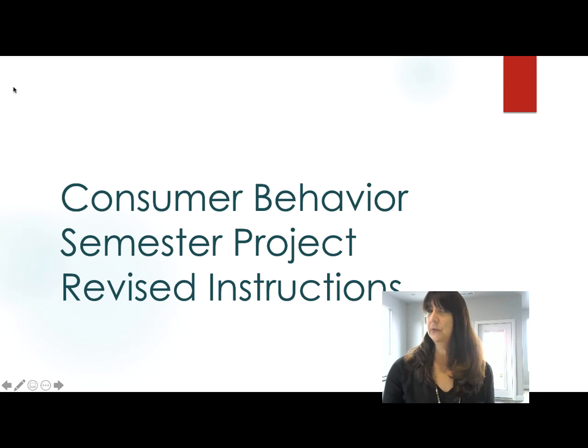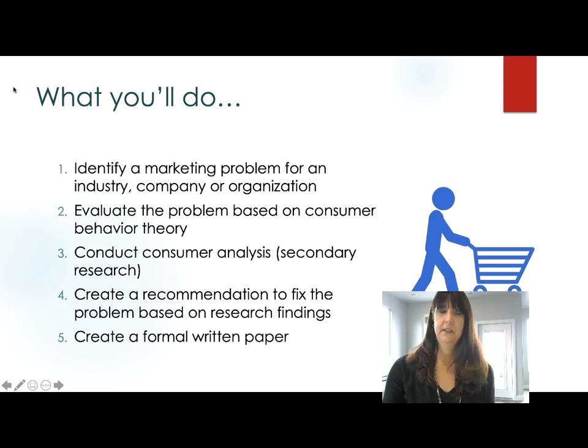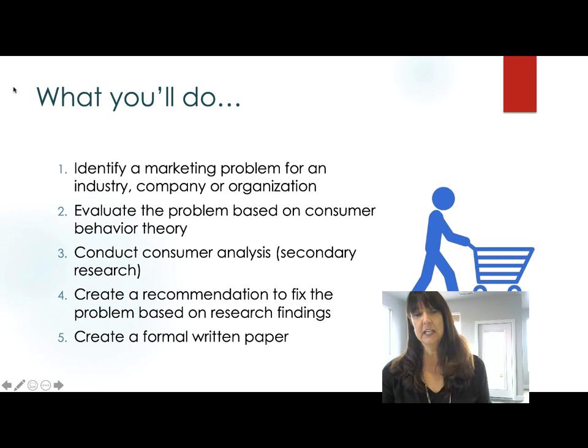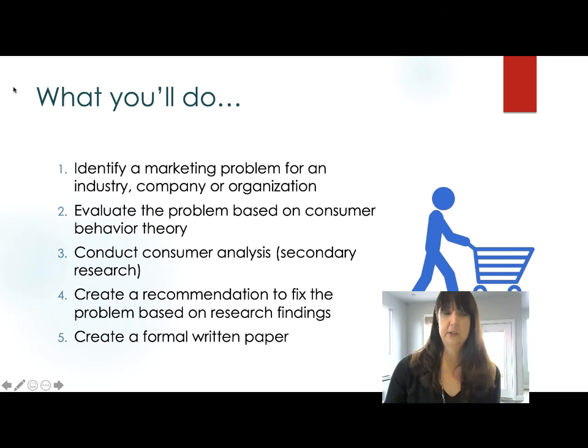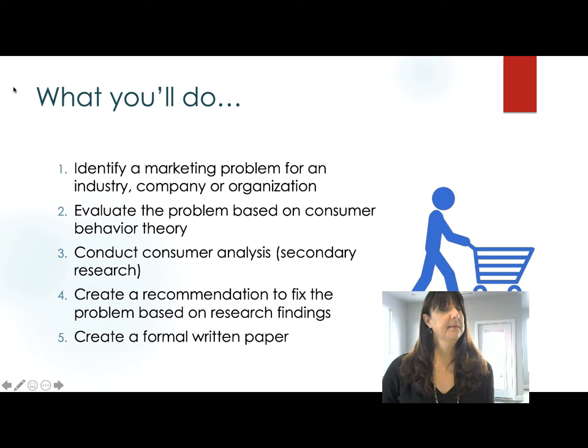So let me go through the revised instructions. Here's what you're going to do. We talked about identifying a marketing problem for an industry, a company, or an organization. And you've already done this through your topic proposal. What you're doing now is you're evaluating that problem based on consumer behavior theory. So you've come up with a research question already, and the next part of the project is to do some secondary research. I'll talk about that in a minute.